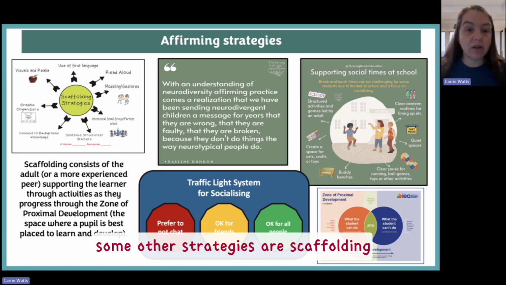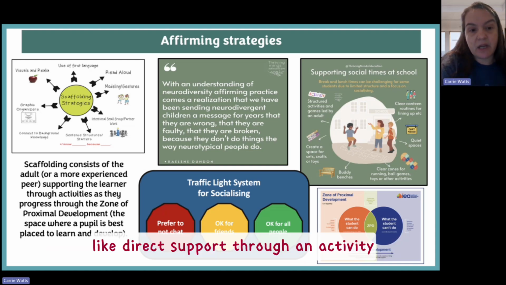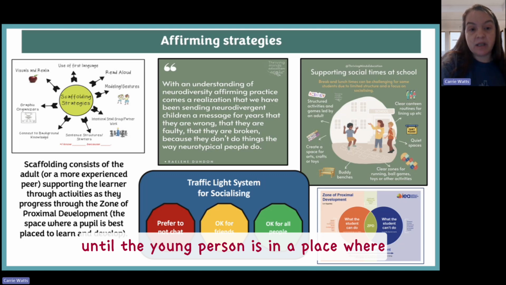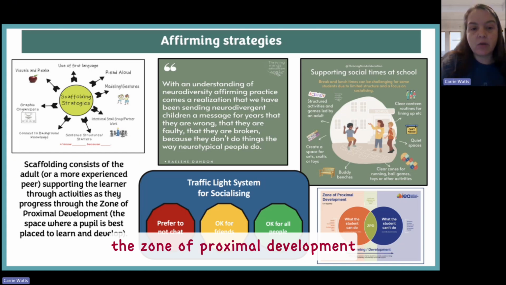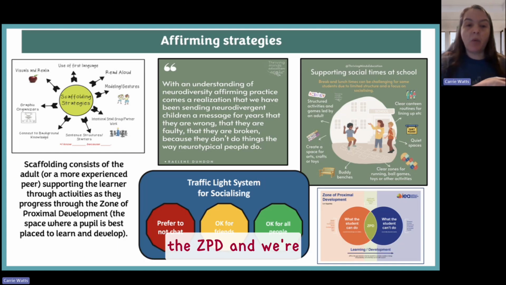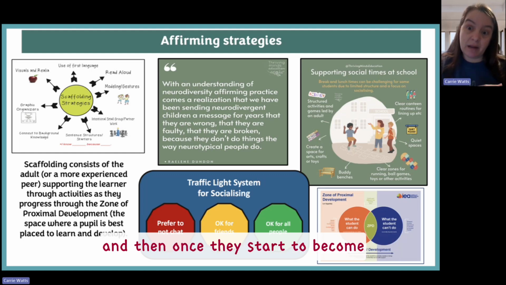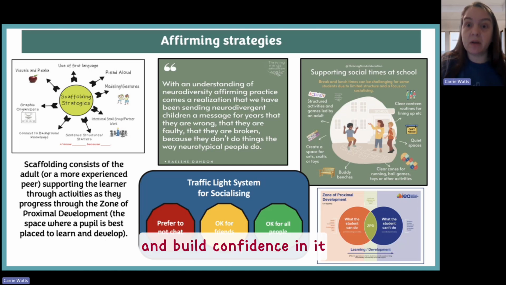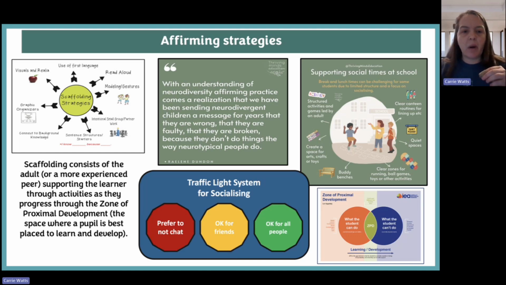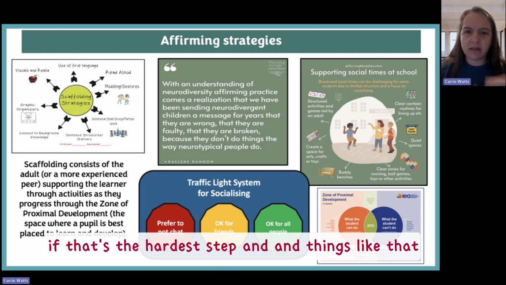Some other strategies are scaffolding, which consists of the adult or the more experienced peer providing support, like direct support through an activity until the young person is in a place where you can withdraw a little bit to help them build that skill. So we're helping them through what's called the zone of proximal development, the ZPD. We're showing them how to do something and practicing it with them. And then once they start to become a little bit expert at it, then we can withdraw our support in order to help them build confidence in it. So a part of scaffolding is like backward chaining and things like that, where you're doing the last step, if that's the hardest step, and things like that.